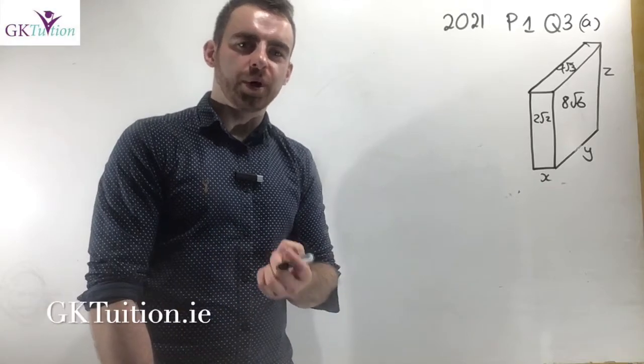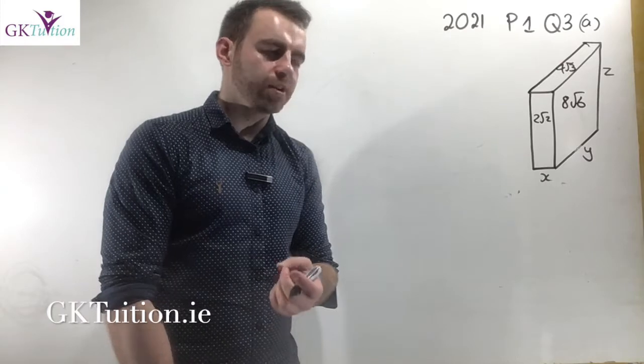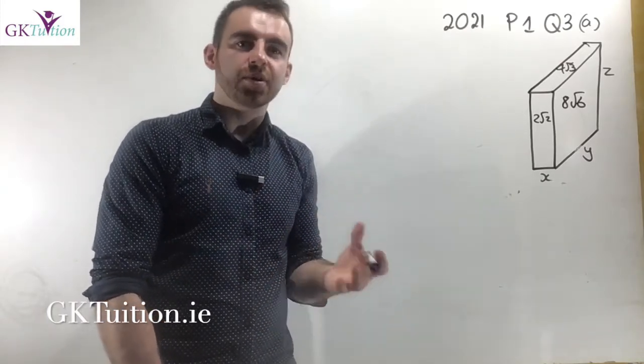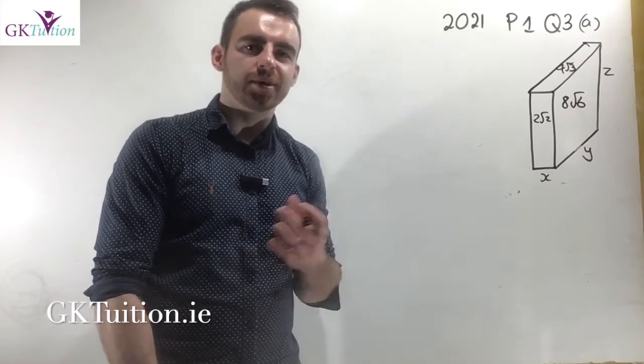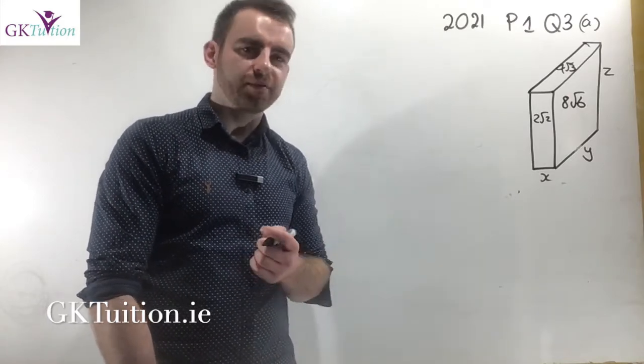Okay, we're going to look at 2021 paper 1 question 3. Part A of this question was a bit strange and there's a load of different ways of doing it, so if you've done it a different way to the way I'm about to do it, then that's fine. However, I think that this method is probably the most simple way of doing it.